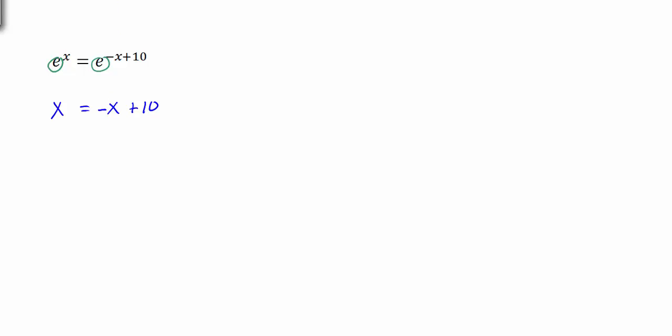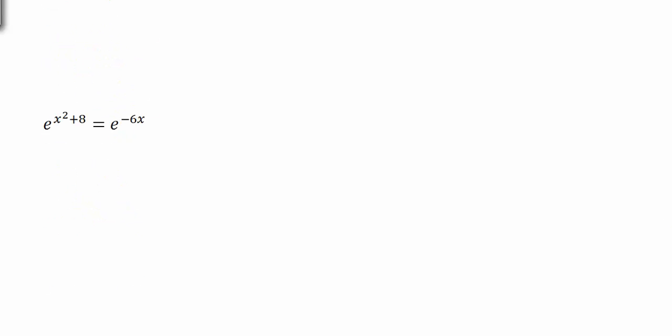So if we add x to both sides, we would add x here, add x over here. So we would end up with 2x equals 10. And then we can divide by 2, so therefore x is equal to 5. So if we have e to the 5, that's going to be equal to e to the negative 5 plus 10, which would be e to the 5.